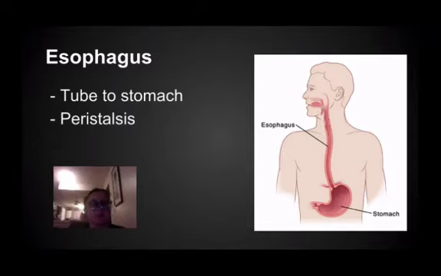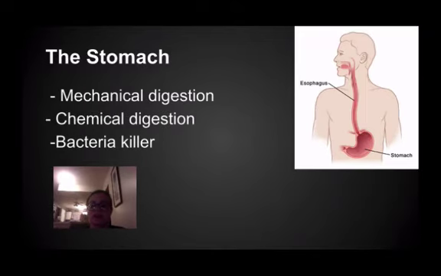And this peristalsis is very strong. It's so strong that if you were upside down, you would still be able to transport food from your mouth into your stomach. After it travels down the esophagus, the food will end up in the stomach. And in the stomach, we again have 2 kinds of digestion. We have mechanical digestion because the stomach will squeeze food and break it down physically, but then we also have chemical digestion.